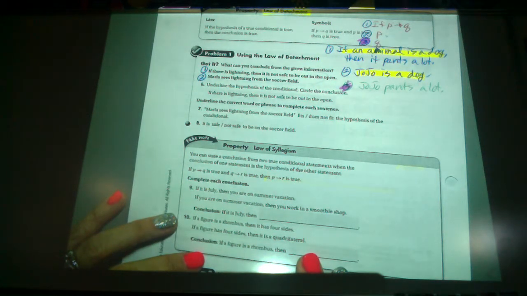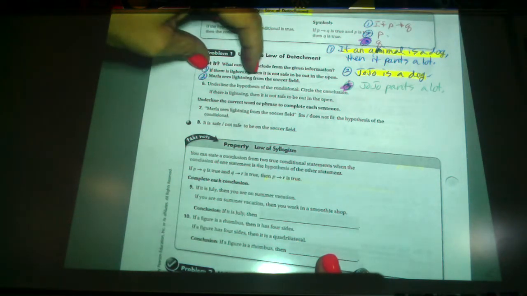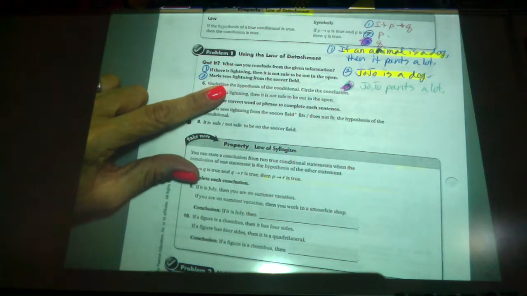Full or partial? It's partial. So Marla sees lightning from the soccer field. Doesn't that mirror if there was lightning, but it's really specific about where she saw the lightning and who saw the lightning? If statement number 2 says instead, Marla feels it is not safe to be on the soccer field, that's mirroring the conclusion, not the hypothesis.